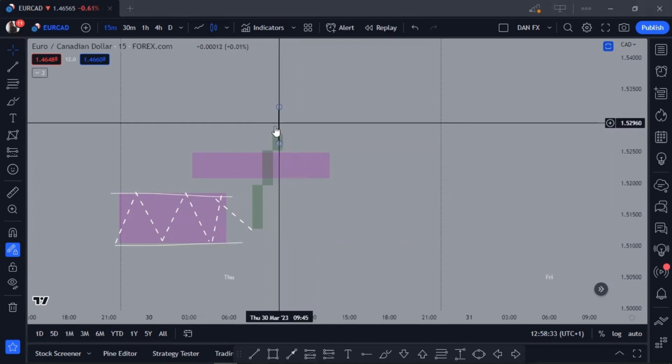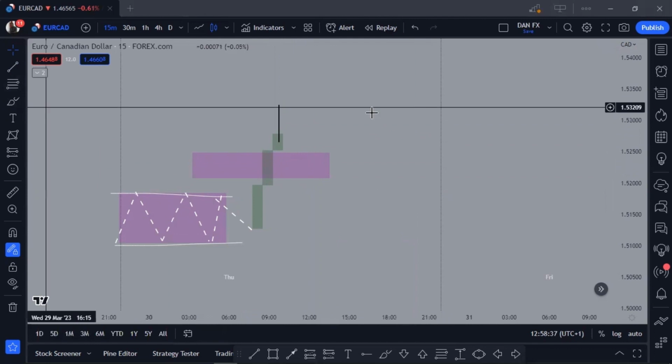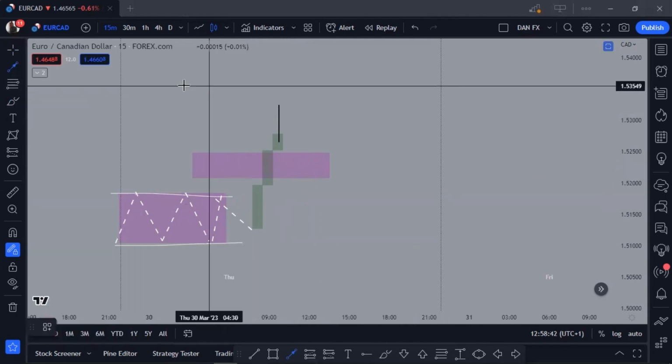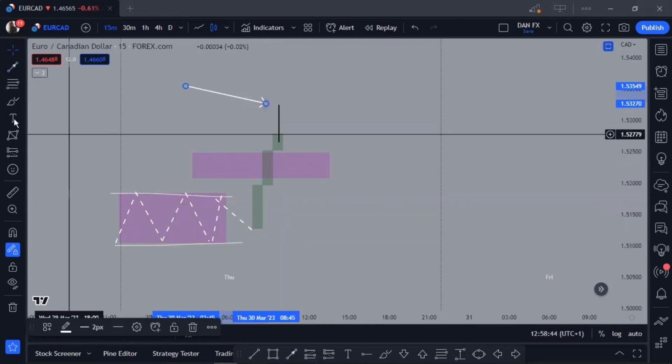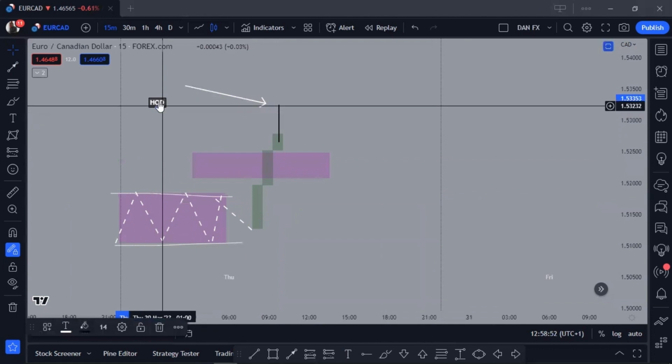Let's say this is an inverted hammer, right, or a pin or shooting star, whatever you want to call it. So what happens now is, this is now the high of the day. This is now the high of the day, right? HOD. So this is the high of the day.